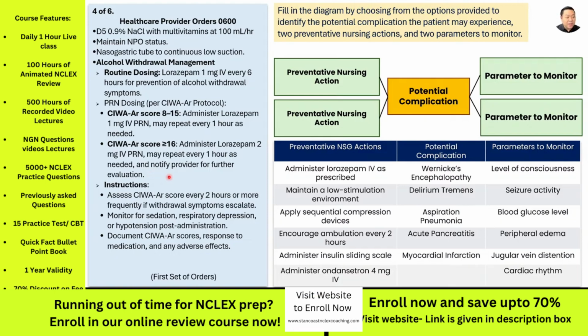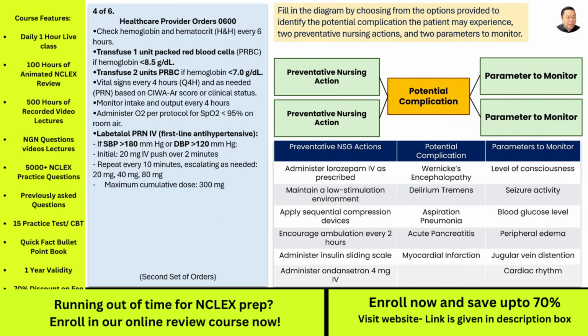And the instructions include: assess CIWA-Ar score every 2 hours or more frequently if withdrawal symptoms escalate. Monitor for sedation, respiratory depression, or hypotension post-administration, and document CIWA-Ar scores, response to medication, and any adverse effects. All right, so that's just the first set of the orders. So let's move into the next one here.